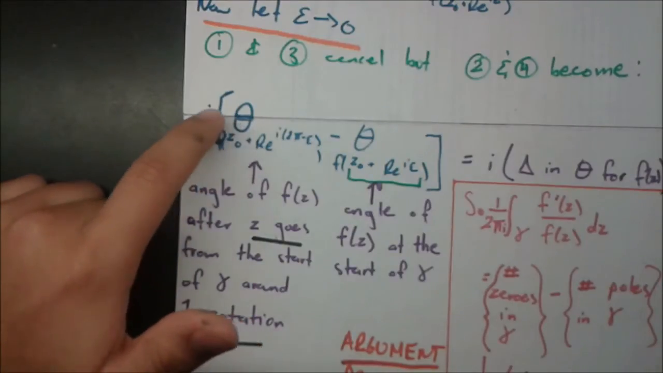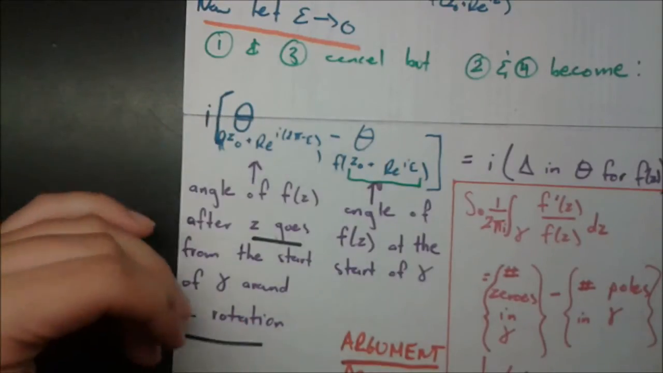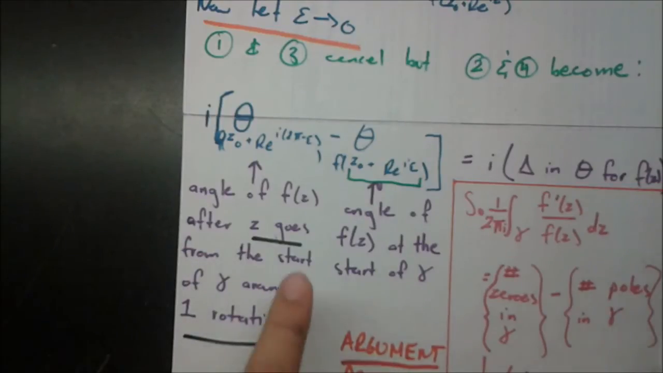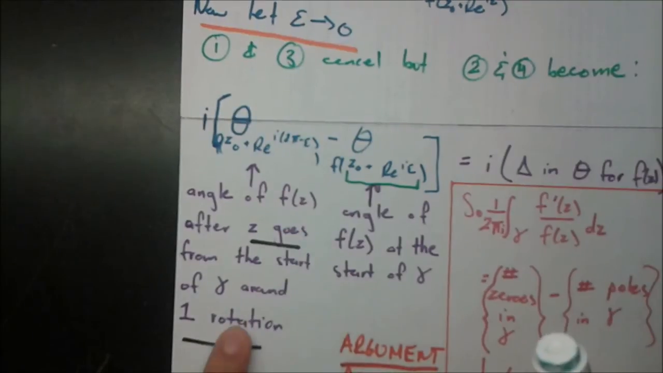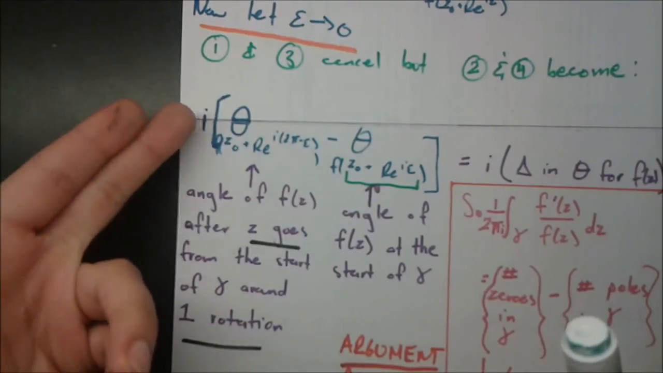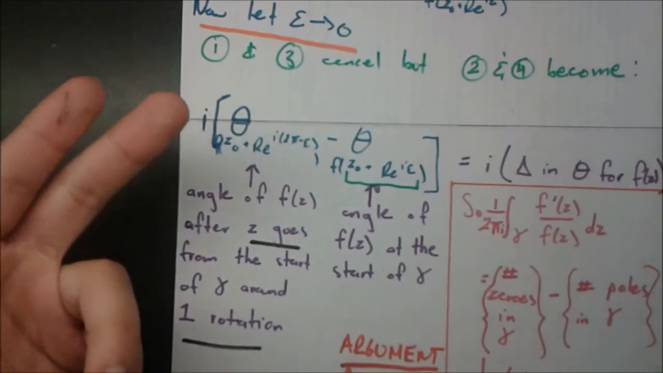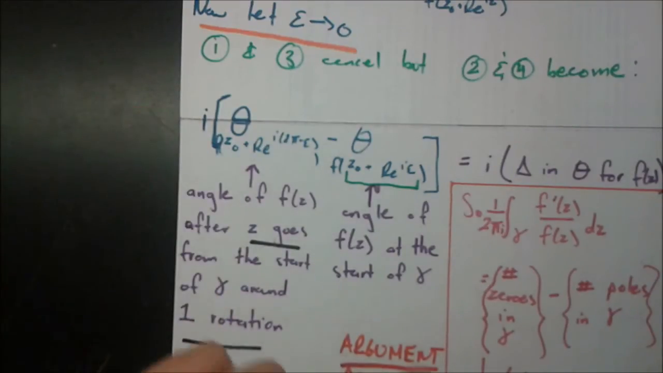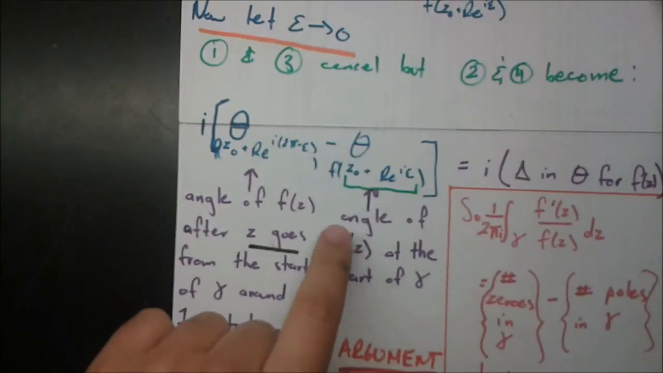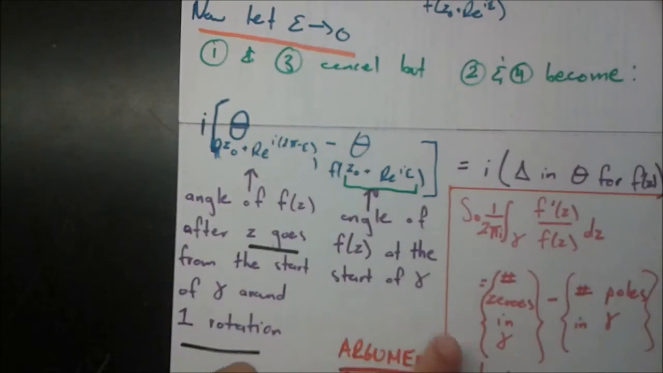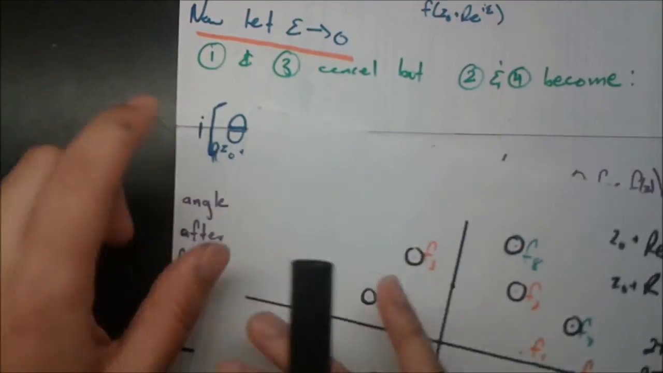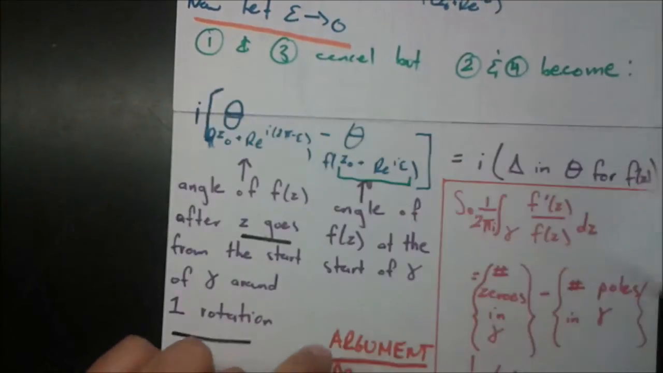So this theta right here associated with the endpoint is going to be the angle of f of z after z goes around from the start of gamma around 1 rotation. And what I've underlined in black is key, as z goes 1 rotation. But that doesn't necessarily mean theta has gone 1 rotation, right? We saw in the previous example, theta went 2 rotations, for example, or f went 2 rotations. And then this theta right here is going to be the angle of f of z at the beginning of gamma, before we have even gone anywhere. And we saw at the beginning that this quantity right here was 0 for this example, but again, it need not be 0.